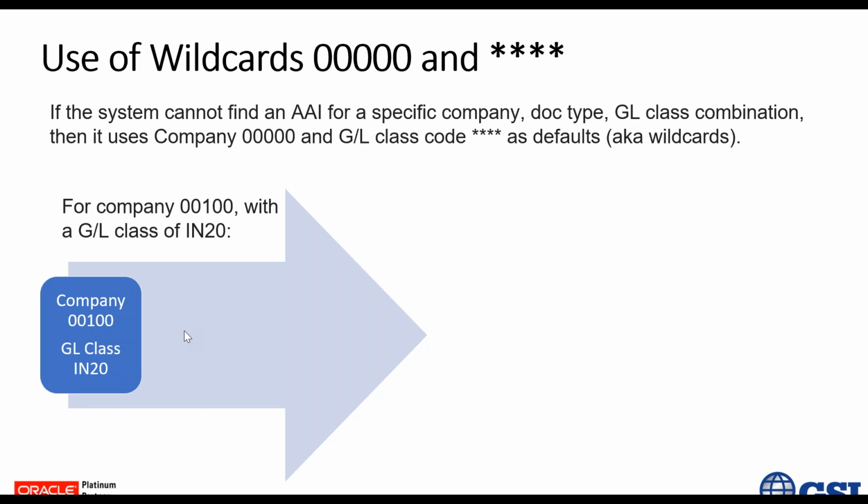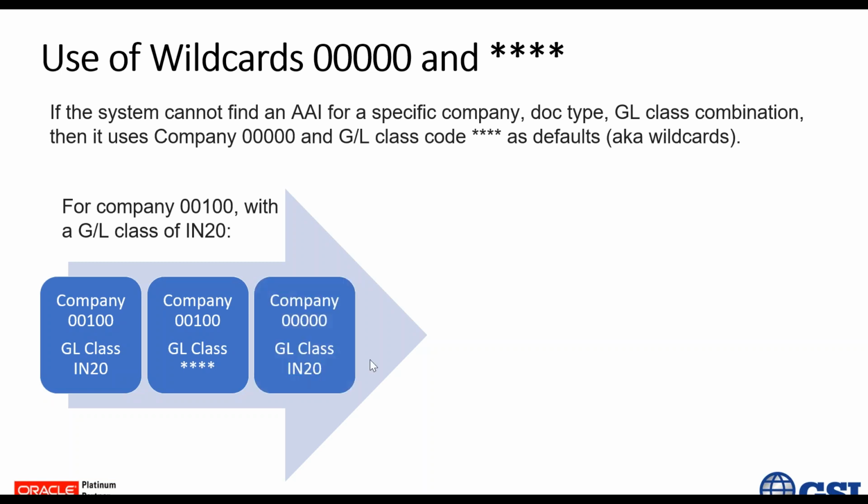The first thing it's going to do is go into the DMAAI table and look for a specific entry. So it'll say, can I find one that says company 100 in geo class IN20? If it finds that, it will use it. If it cannot find that exact match, it will say, do I have a geo class of all asterisks for a specific company 100? If it does, it will use that one.